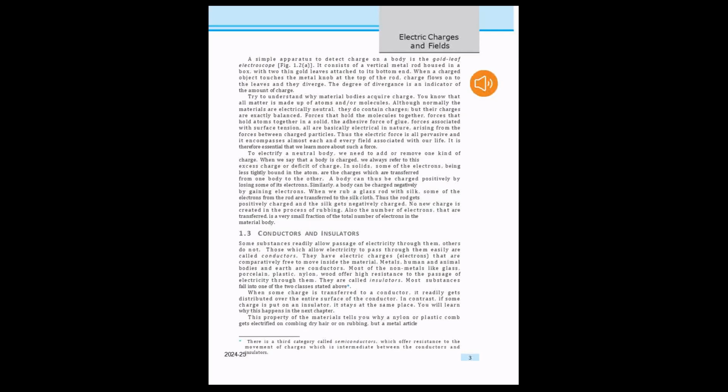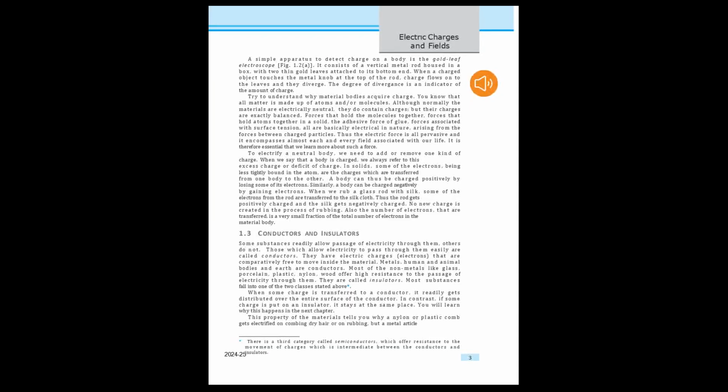Thus, the electric force is all pervasive and it encompasses almost each and every field associated with our life. It is therefore essential that we learn more about such a force. To electrify a neutral body, we need to add or remove one kind of charge. When we say that a body is charged, we always refer to this excess charge or deficit of charge.